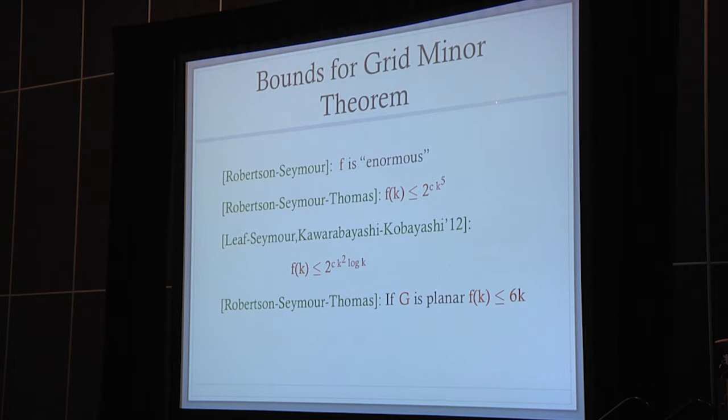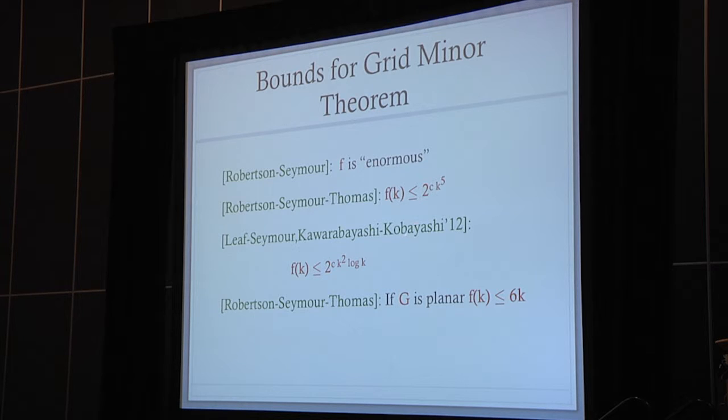In the original proof of Robertson and Seymour, f is just enormous. I don't even know the precise dependence because it's an iterated exponent of k. That means f of k is growing enormously fast, so they didn't really bother to quantify it. But very soon, after a few years, Robertson, Seymour, and Thomas showed that f of k is 2 to the k to the 5. That means that if the tree width of the graph is 2 to the k to the 5, then it has a k by k grid. Does that make sense?